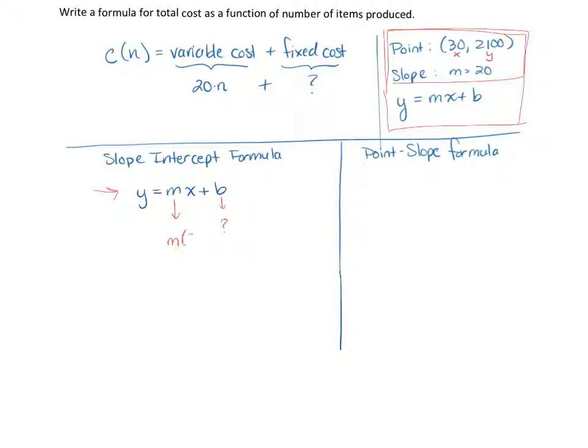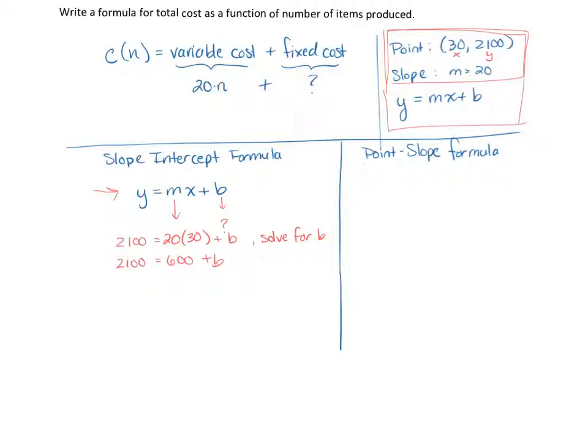So when x is 30, y is 2,100. And oops, let me go ahead and replace my m. We know what that is, so let me write that in. That is 20. Okay, we don't know what b is, so just write b, and now you see you have an equation where you can solve for b. So let's do that. 2,100 equals 600 plus b.